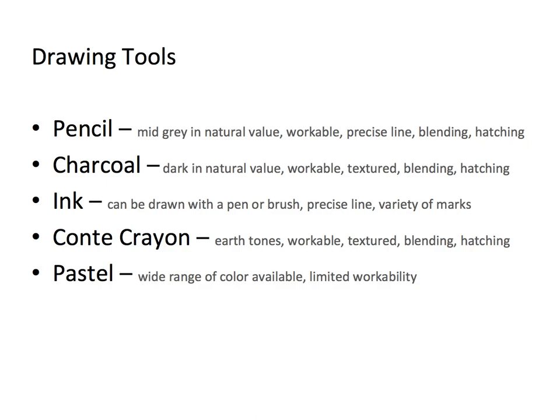So with pencil, we get kind of a middle gray in its natural value. It is workable because it has an eraser. It's something we can erase. It gives us a very precise line, and so with that we can blend this material. We can also use hatching with this material, and all of those different types of hatching. We can use cross hatching, contour hatching, etc. with a pencil.